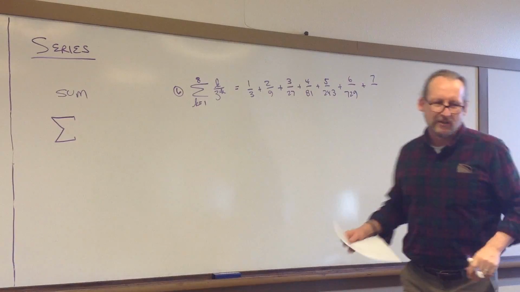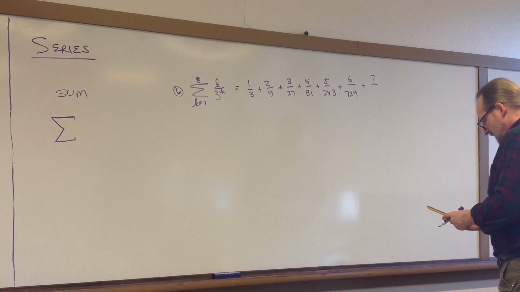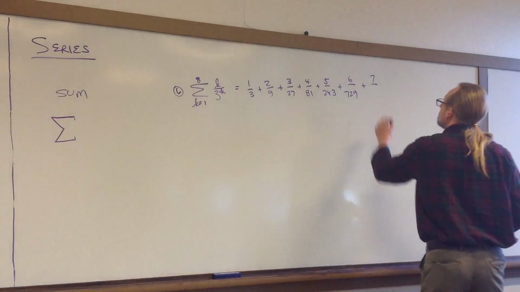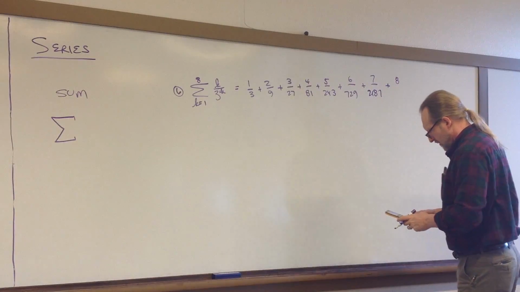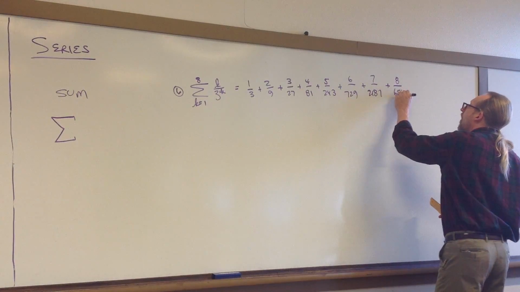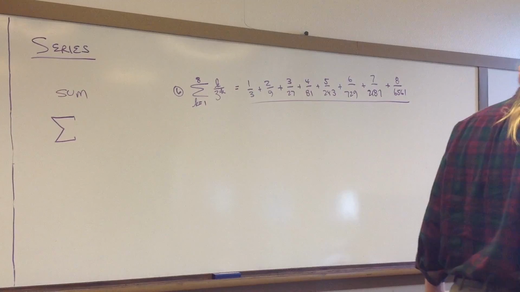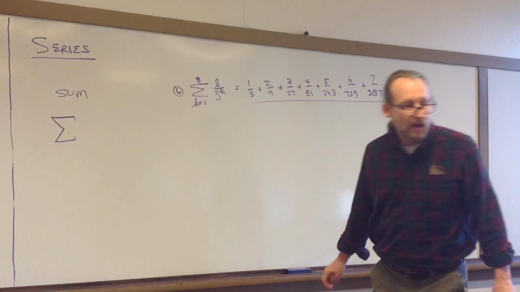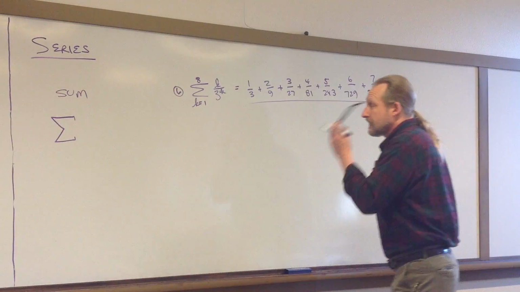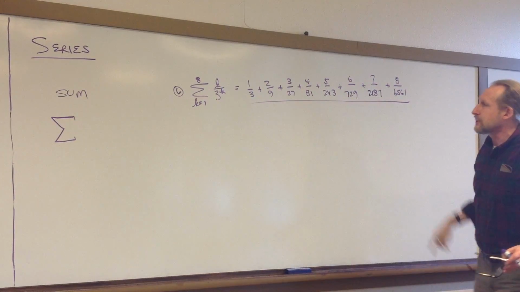7 over 2187. So this is going to be 3 to the 7th power, 2187. And then 8 over 6561. And again, we don't need to add these up. I just want to see it in expanded notation. Okay, so that's the first half. It is taking the sigma notation and writing it out as a sum in expanded notation.